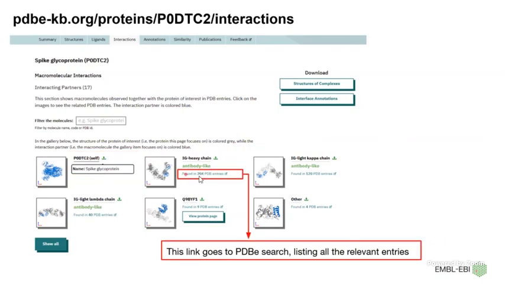And here this link takes you to all the relevant entries in which the interacting partner is this particular protein with your protein of interest. You can view the specific protein page for the interacting partner by clicking on the View Protein Page button.